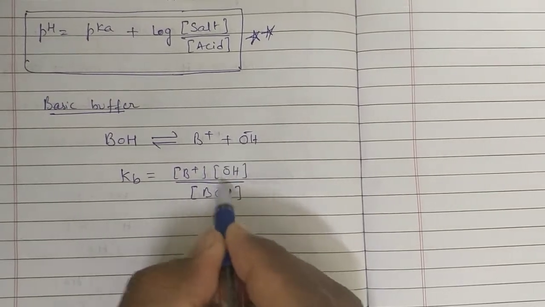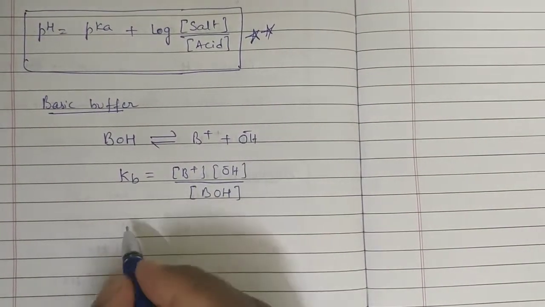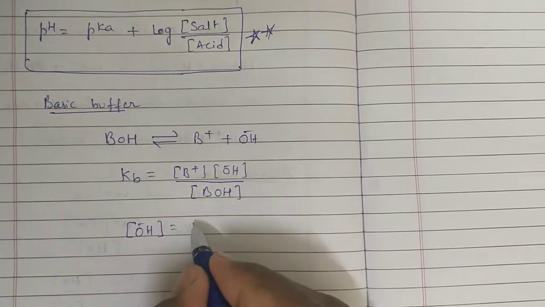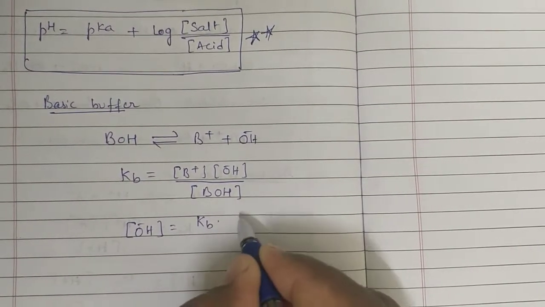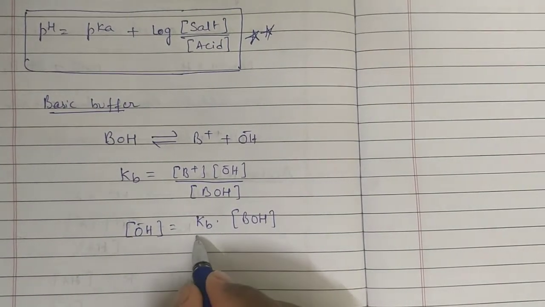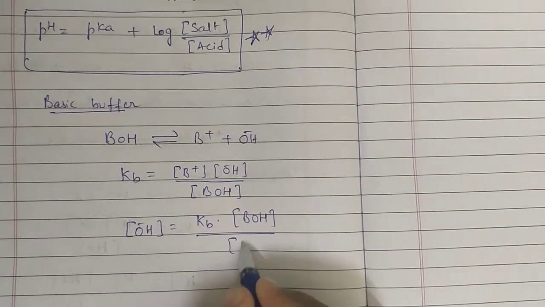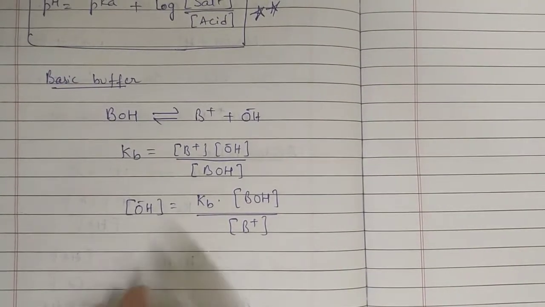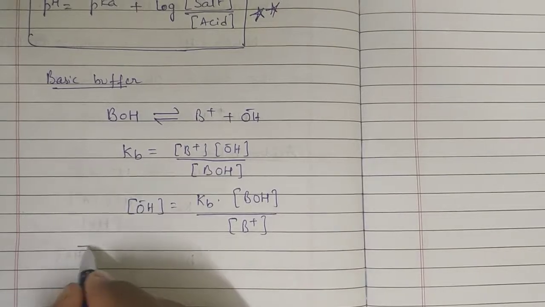Now I am keeping the OH minus ion concentration on the left side and sending the remaining to the other side. Concentration of OH minus ion is equal to Kb into concentration of BOH divided by concentration of B plus. Apply negative logarithm on both sides.